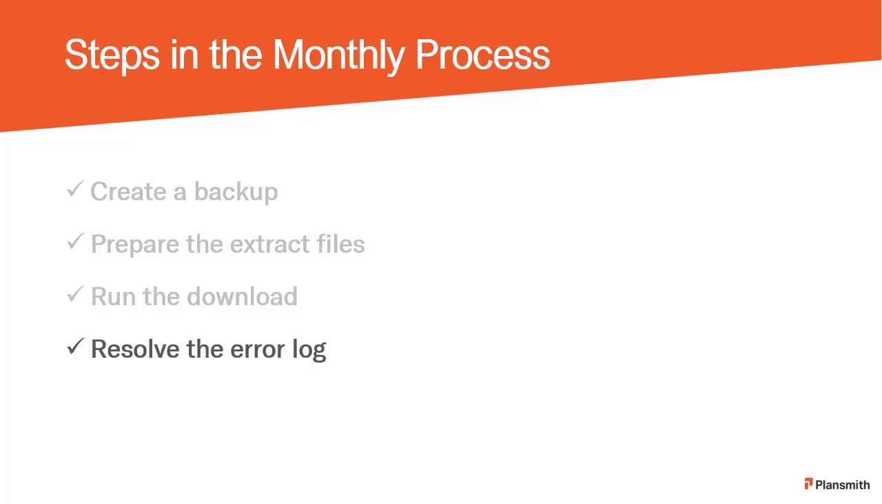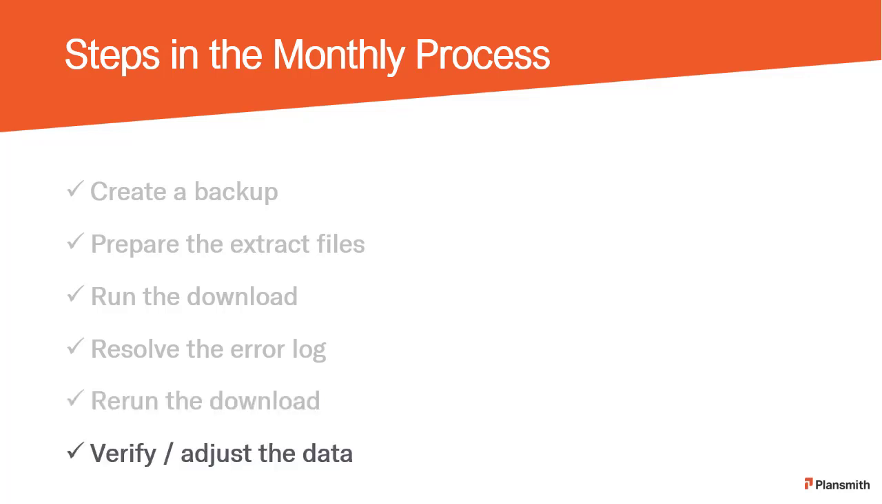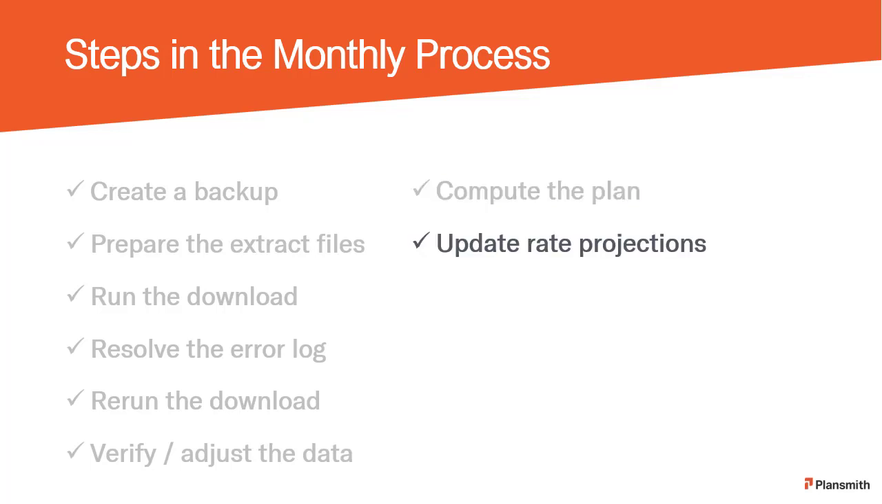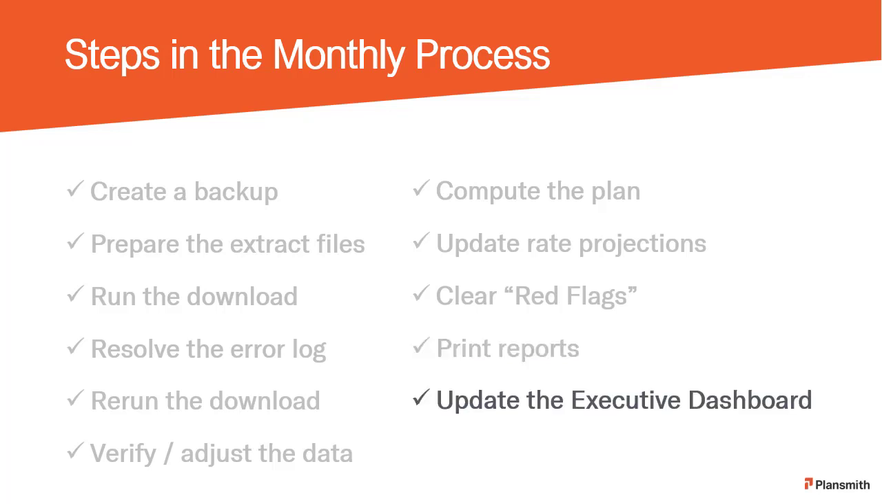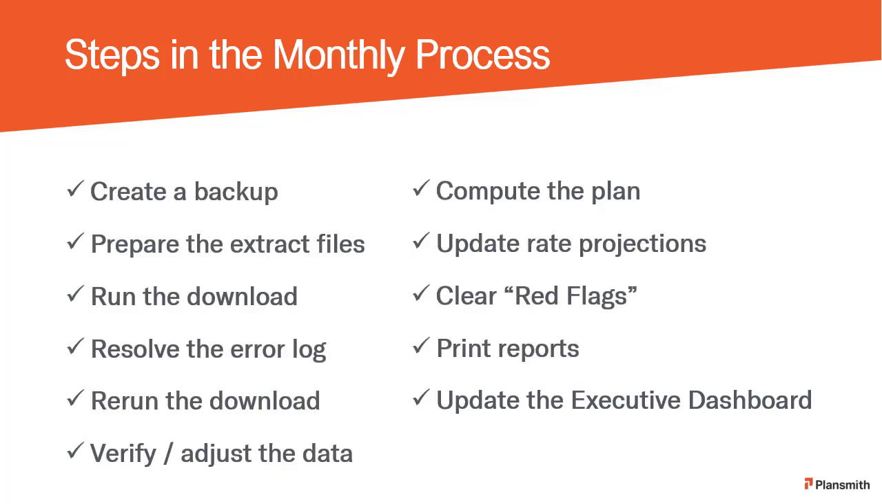Review the error log and add any new general ledger numbers to the correlation tables as indicated in the error log. And if you change the correlation tables, rerun the download. Review the Compass Update Financial area to verify and/or manually adjust your data. Compute the plan. Update projected rates. Clear red flags. Print reports. Update everything to the executive dashboard. It looks like a lot of steps, but this entire process can typically be completed in less than 15 minutes.